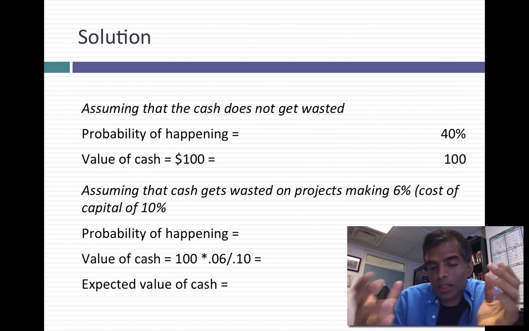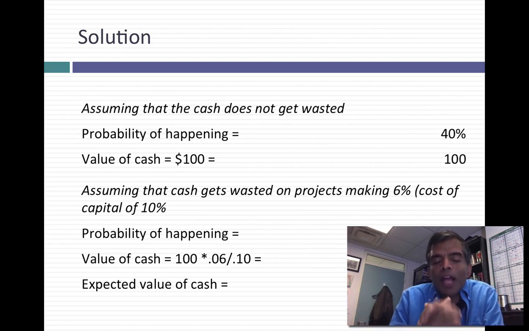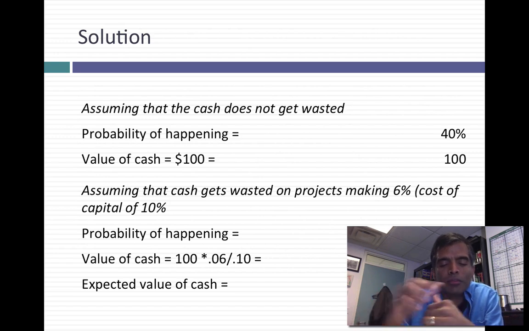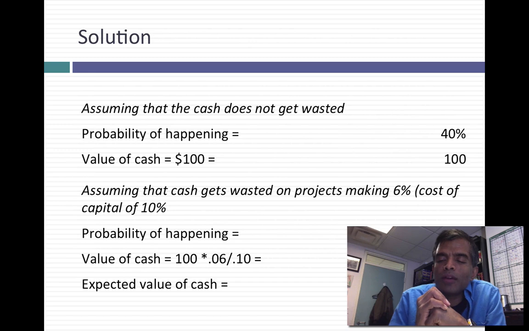So 100% times 6 is 6 million. It should actually be earning 10%, right? That's the cost of capital. If you earn 6 million a year and your cost of capital is 10%, the value of the cash is 60 million. In other words, the 100 million in cash became worth only 60 million because the company was investing in bad projects. Your expected value of cash then is 40% times 100 million plus 60% times 60, which is 76 million.